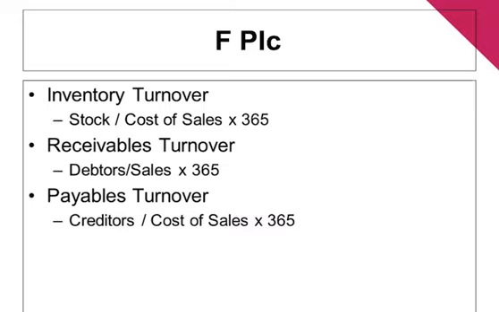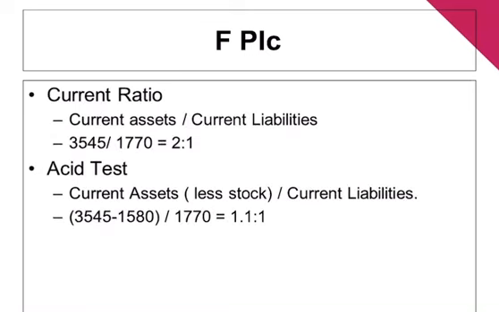For example, the first one, inventory turnover, is looking at stock divided by cost of sales times 365. Then you've got receivables or debtors divided by sales times 365. And the final one, creditors divided by cost of sales times 365. And that's just expressing everything in days. I'll go into more detail when we calculate the numbers. So let's go back to the first two.